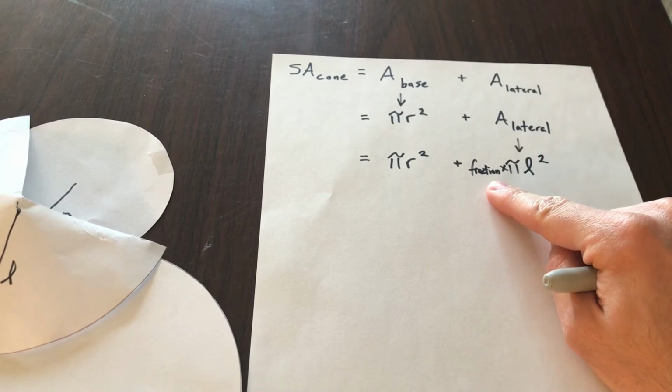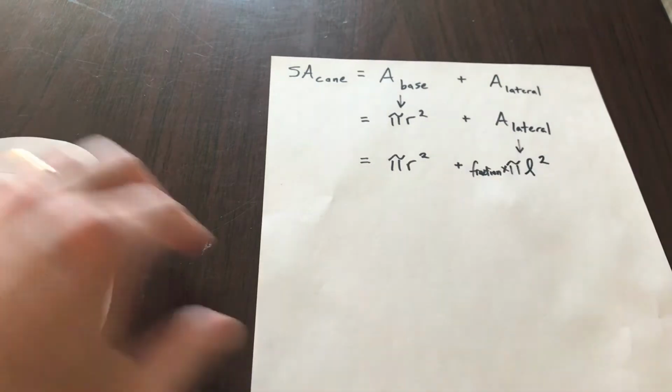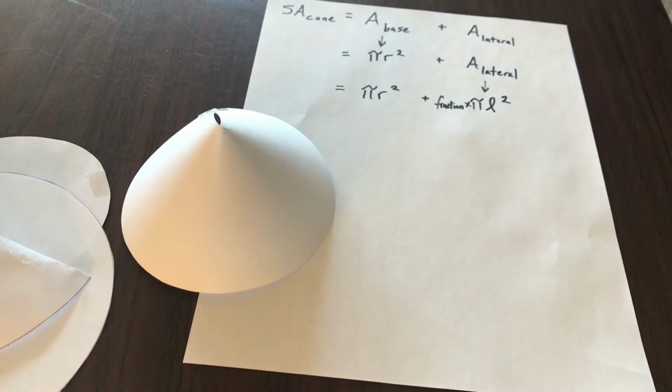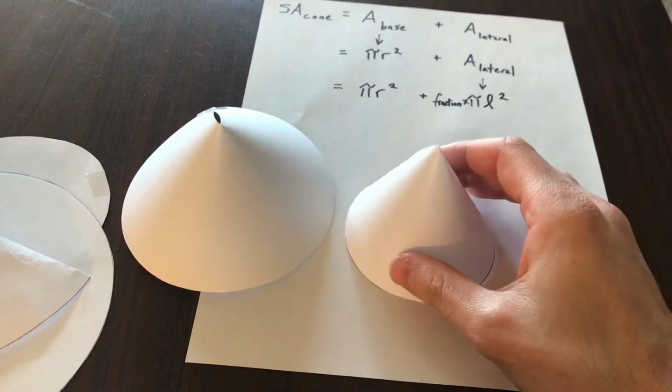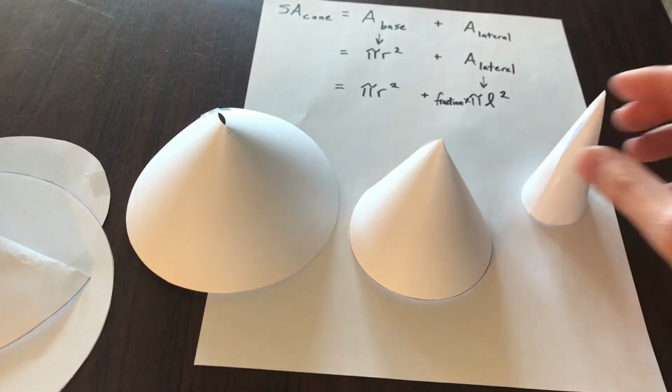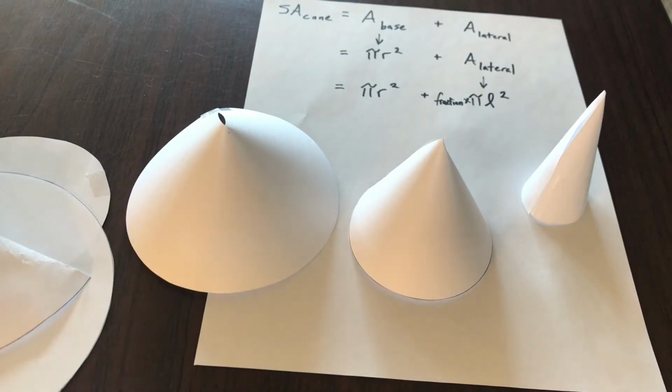Should it be 1/2, 2/3, 19 over 500? What? Actually, the fraction will be different for different cones.